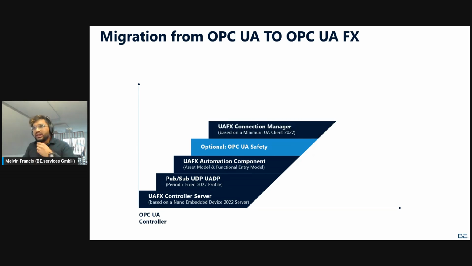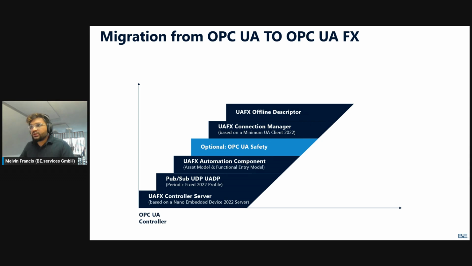On top of it, you would need a connection manager, and you need the UAFX offline descriptor. Imagine the connection manager comes into the automation components and creates the functional entity, referring to its asset model. If there's a motor, the connection manager would come inside the motor and say, start receiving your control data from this particular device with these particular PubSub details. For example, this is the multicast address, this is the port number. Make sure you start listening to it and start moving your motors accordingly.